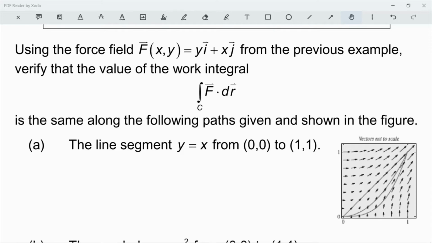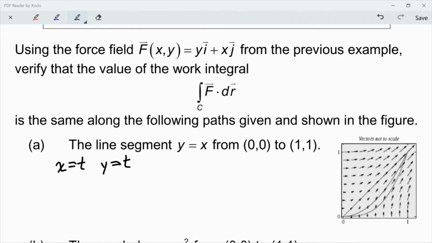So we're going to do this in 3 different ways. The first way, we're going to take a line segment, y equals x from 0, 0 to 1, 1. So we're just going to go essentially in a straight line there. What I need to do is model this parametrically. So I can think of x being equal to t and y being equal to t, giving me that line y equals x. So my force in this case, since remember we had yi plus xj, would be t, t if I write it in terms of my parameter. And my path is also t, t, and the derivative of that path would be 1, 1.